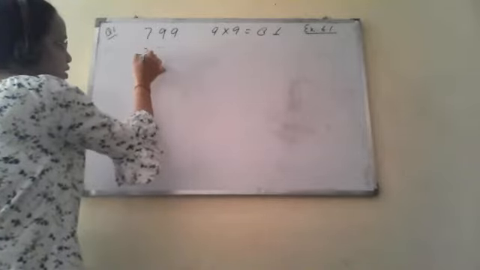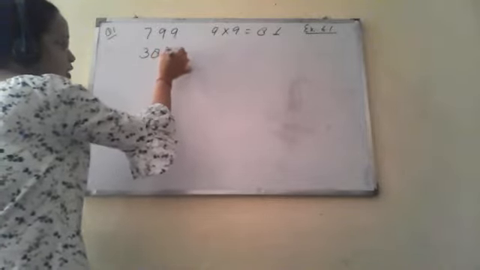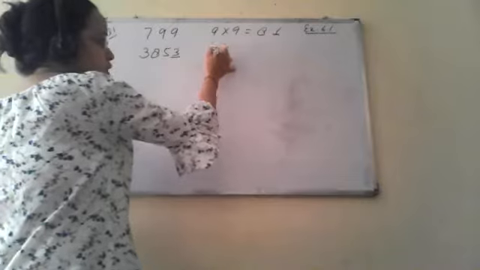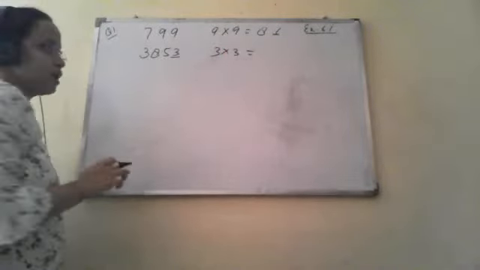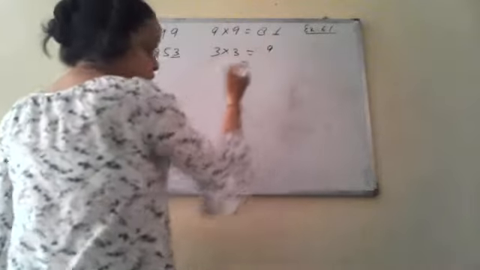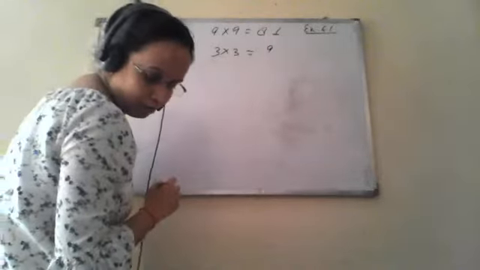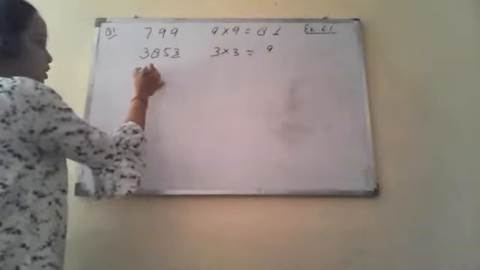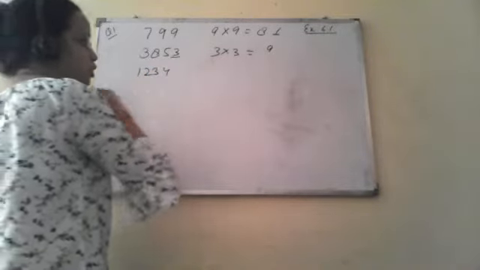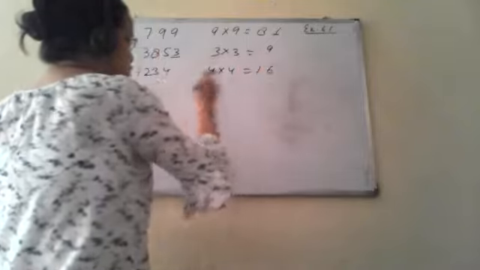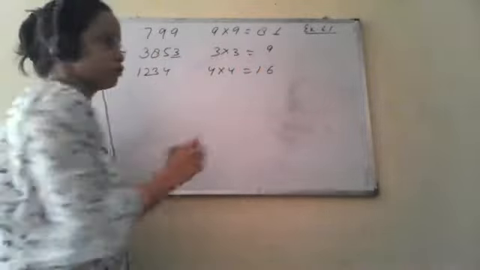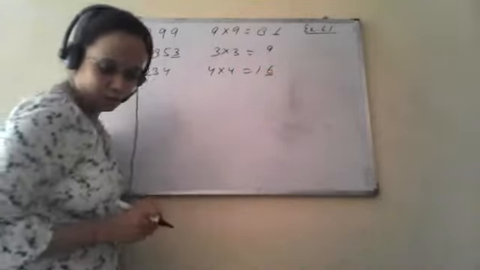Another is 3853. Unit place 3 into 3, so the square of 3853 will have 9 at its unit place. Now the fifth part, 1234. We just multiply 4 into 4, it will become 16. So the square of 1234 will have 6 at its unit place.